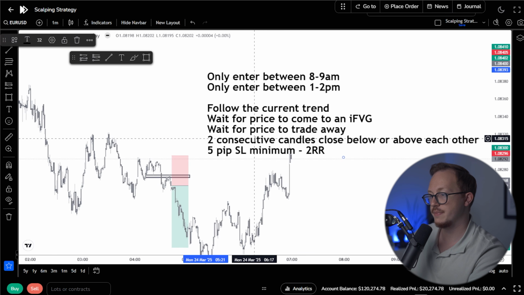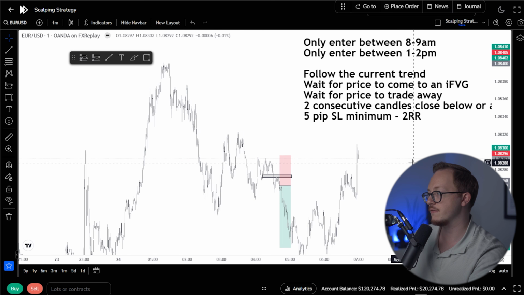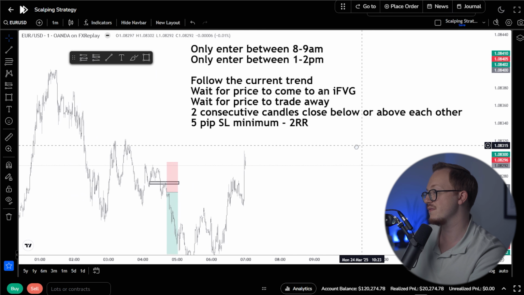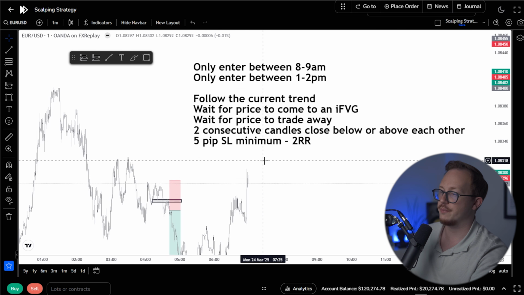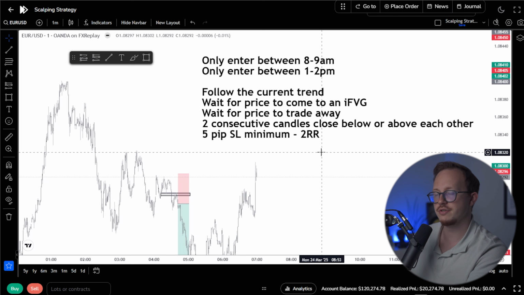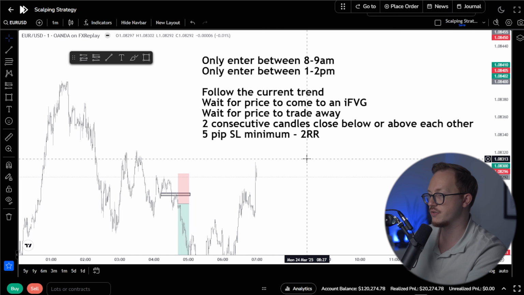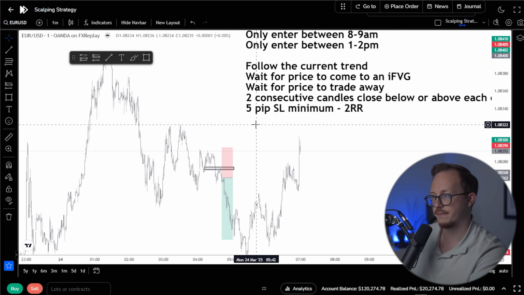Now, this 5 pip stop loss minimum, the main reason for this is if you're trading on prop firms, if you're trading most brokers as well, probably anything below a 5 pip will cost you a lot in spreads, probably also commissions because your lot size will be way too big. And that's why I'm saying let's do a 5 pip stop loss minimum all of the time.